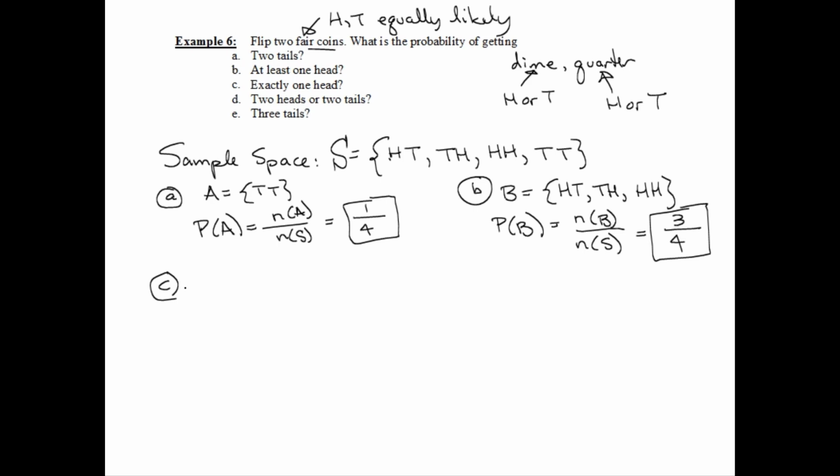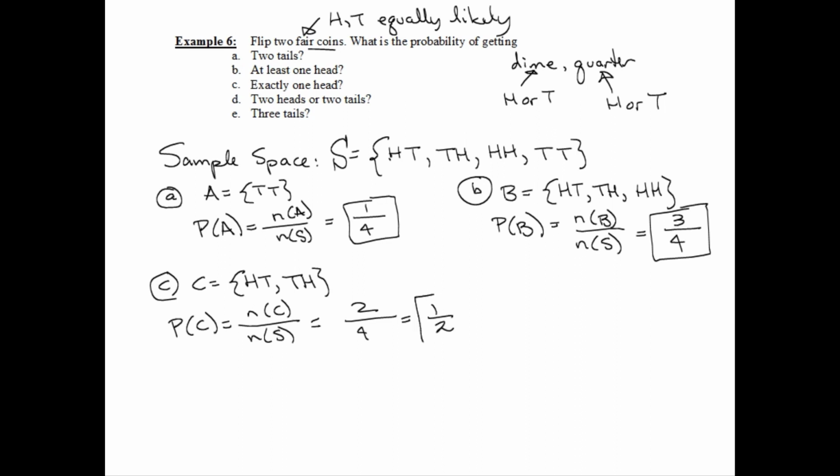Exactly 1 head. Okay, so what sets have exactly 1 head? I would say HT has exactly 1 head, TH has exactly 1 head, HH has 2 heads, so it doesn't qualify. So the probability of C would be, we take the number of elements in C, divide by the number in the sample space. There's 2 here. There's 4 in the sample space. 1, 2, 3, 4. So our probability is 1/2.